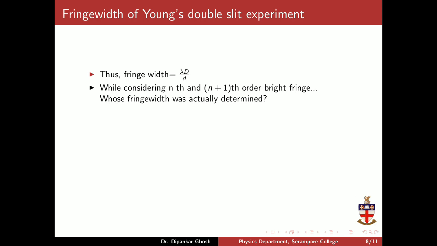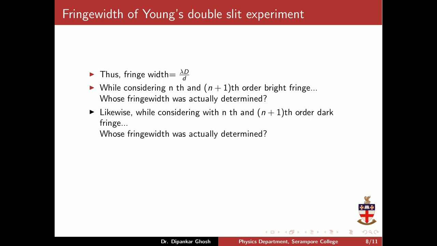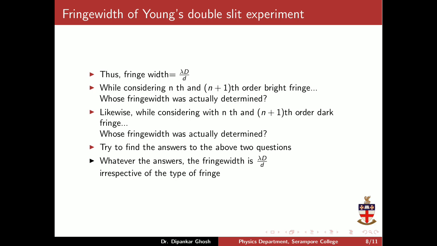While considering nth and n plus 1th order bright fringe, whose fringe width was actually determined? Likewise, while considering nth and n plus 1th order dark fringe, whose fringe width was actually determined? Try to find the answers to the above two questions. Whatever the answers, what you should keep in mind is that the fringe width is always lambda capital D by small d, irrespective of the type of fringe.